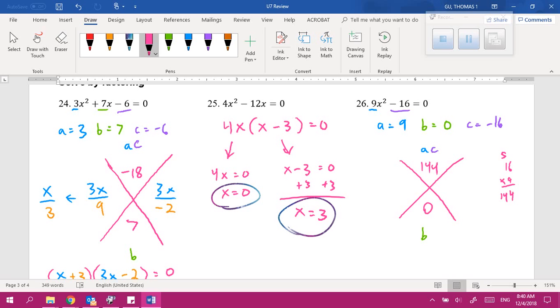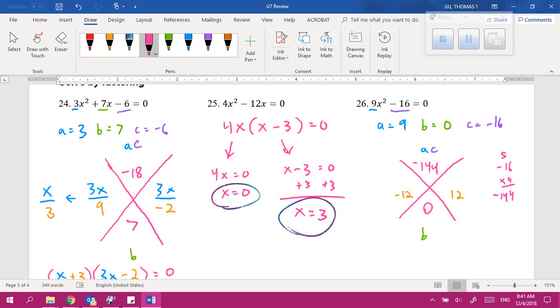So the only possible way for you to end up with a 0 on the bottom is if your two side numbers are negative and positive of the same number. So what would it be then? Negative 12 and positive 12. Oh, there's the negative 144 on top. That's why, because negative 16 times 9. Okay. All right, so there it goes.